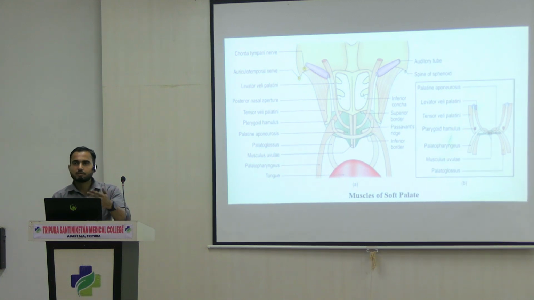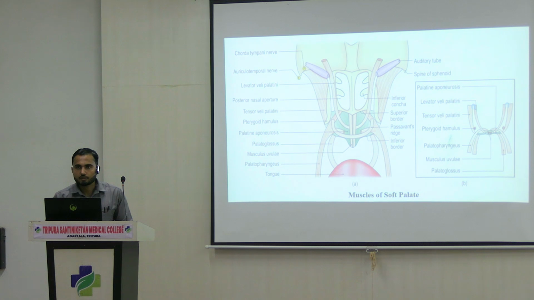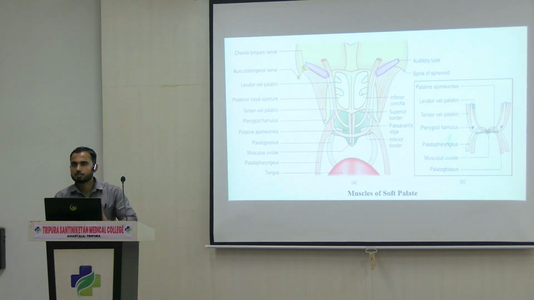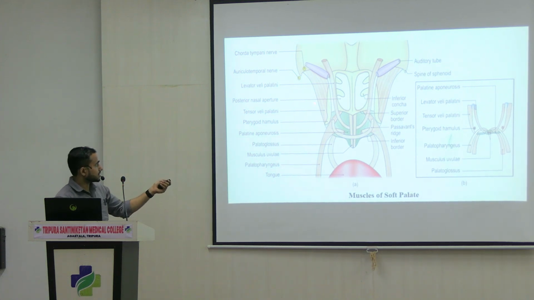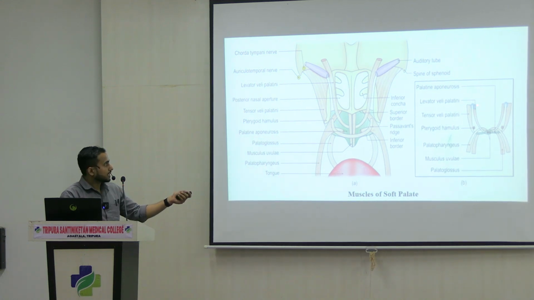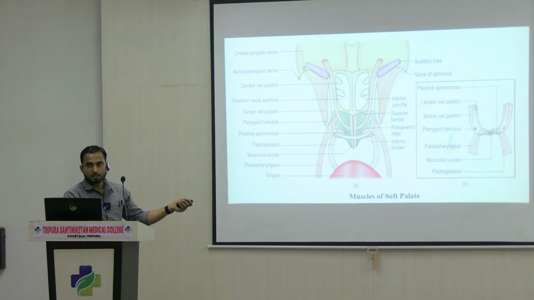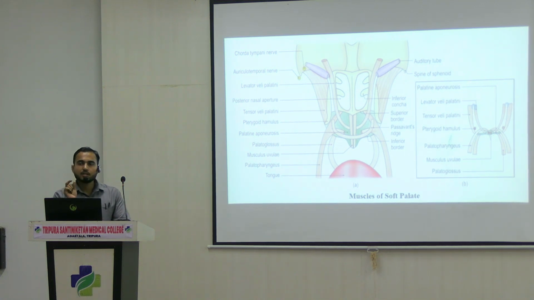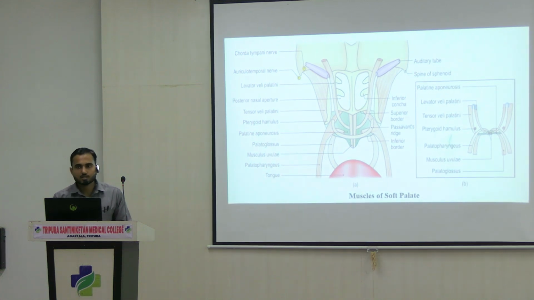So again we are going to do a quick revision of the muscles attached to the soft palate, and then I'll go to the next part. As I said, total 5 pairs of muscles are there. First you should know the list of the muscles. As you can see in the diagram: levator veli palatini, tensor veli palatini, then palatopharyngeus, palatoglossus and musculus uvuli. Musculus uvuli is the only intrinsic muscle of the soft palate. All the remaining muscles are extrinsic muscles.